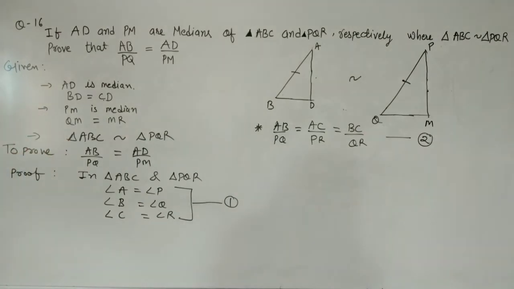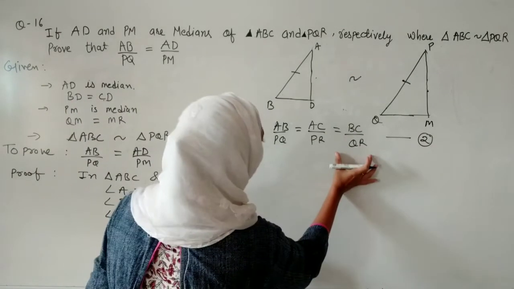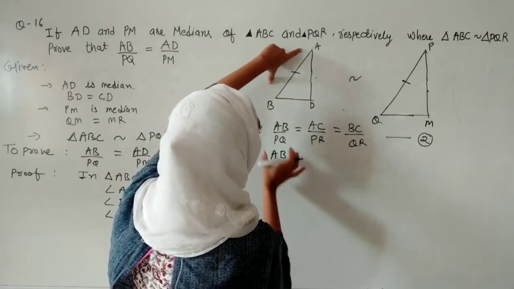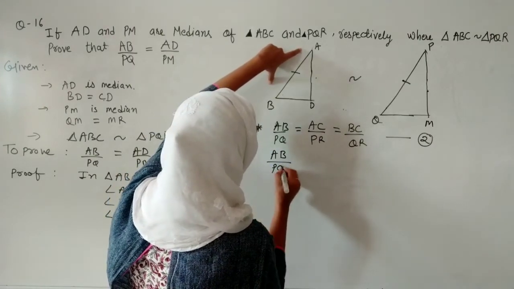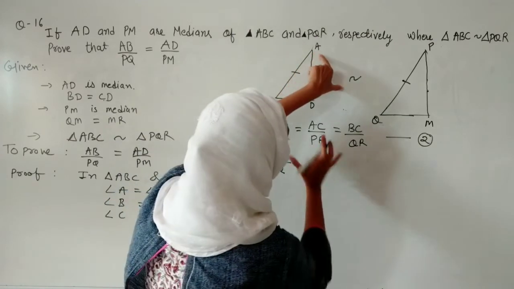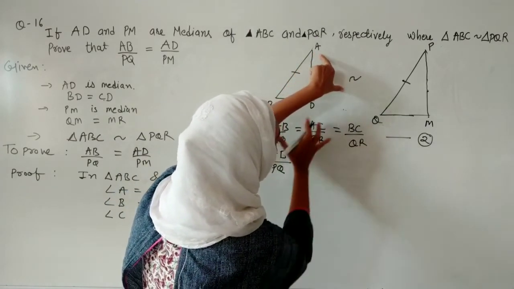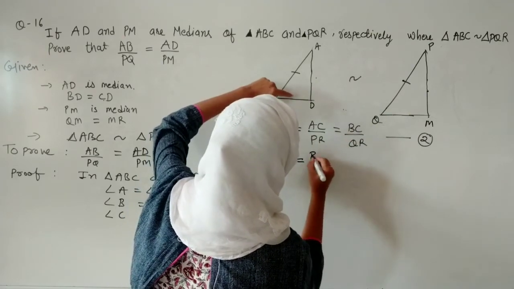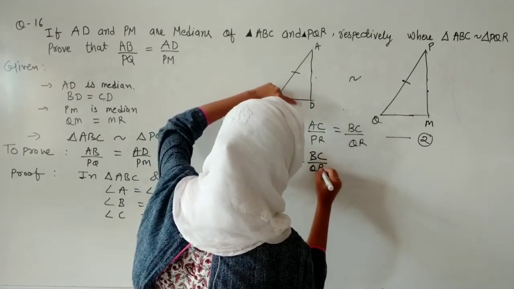Wherever it will be useful, we will use it. But here we will make some changes. If we have to talk about AB by PQ, let us take AB by PQ. Here we remove AC and PR, since we do not need them, so we will not take them. But we want BC by QR, so let us write BC by QR.